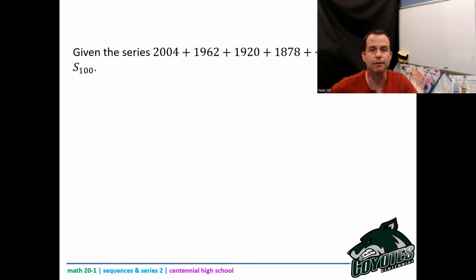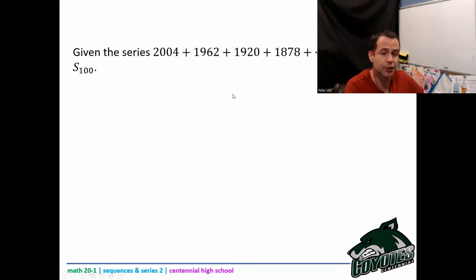Determine S of 100. So again, same sort of questions that you're going to ask yourself. You need to say, hey, is this arithmetic or geometric? Well, 2004 to 1962 to 1920, I feel like that's arithmetic.